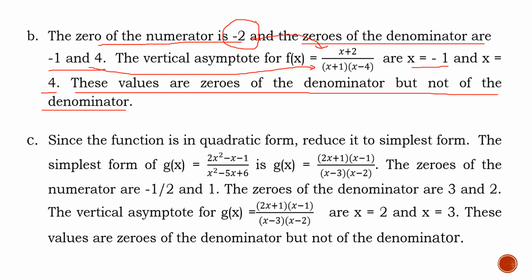So these values are zeros of the denominator, but not of the numerator. It's a numerator here, it's a typographical error. It's a numerator, not a denominator. So these values are zeros of the denominator, but not of the numerator, because these values make your denominator equal to 0, but not your numerator.